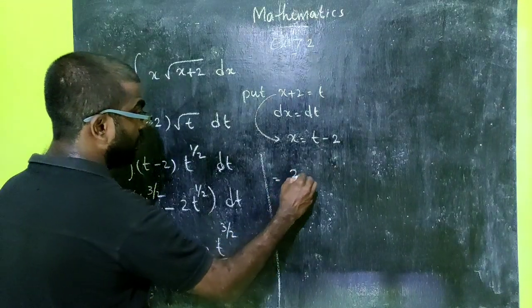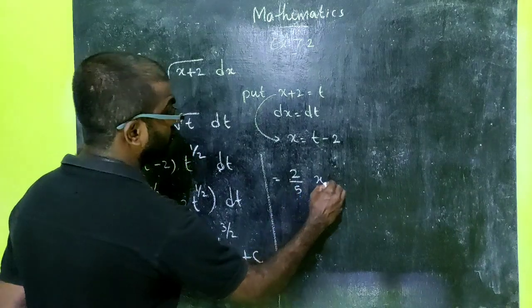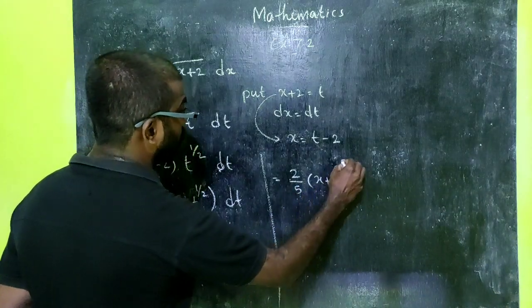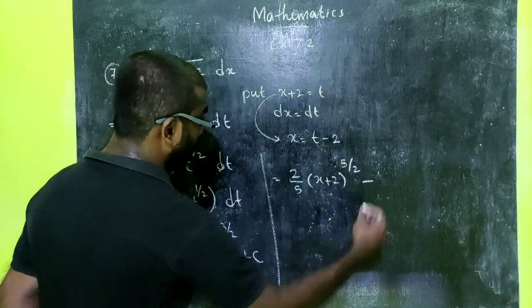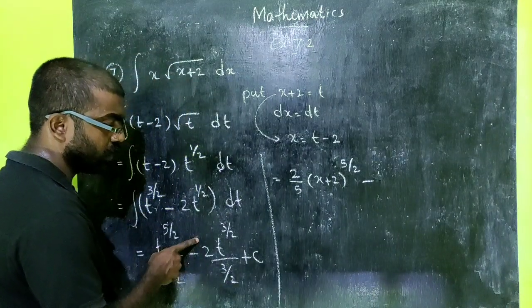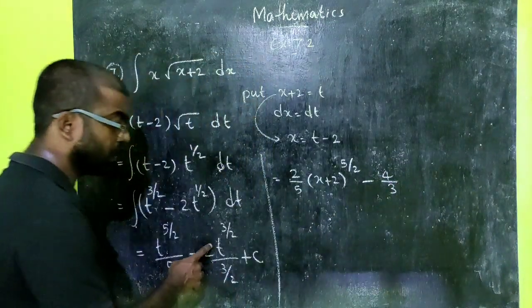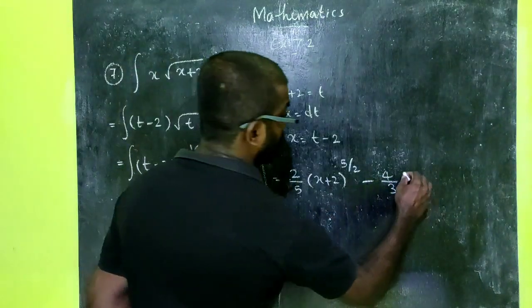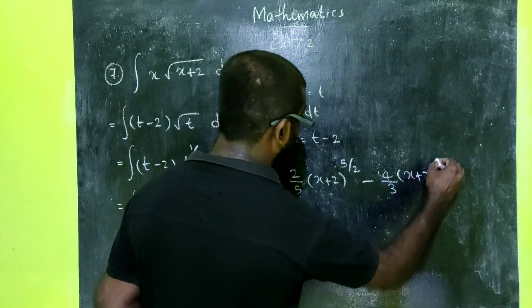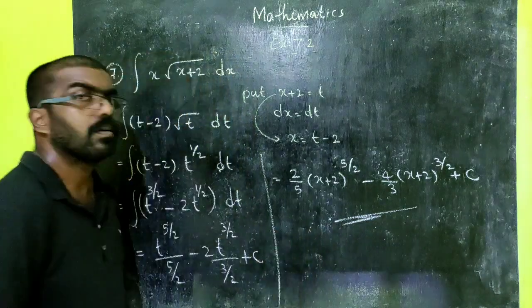Or we can write 2 by 5 t raised to 5 by 2. t is x plus 2. So x plus 2 the whole raised to 5 by 2. Then minus 2 by 3 by 2. This 2 comes to the numerator. 2 2s are 4. So 4 by 3 t raised to 3 by 2, that is x plus 2 the whole raised to 3 by 2, then plus c. Okay.